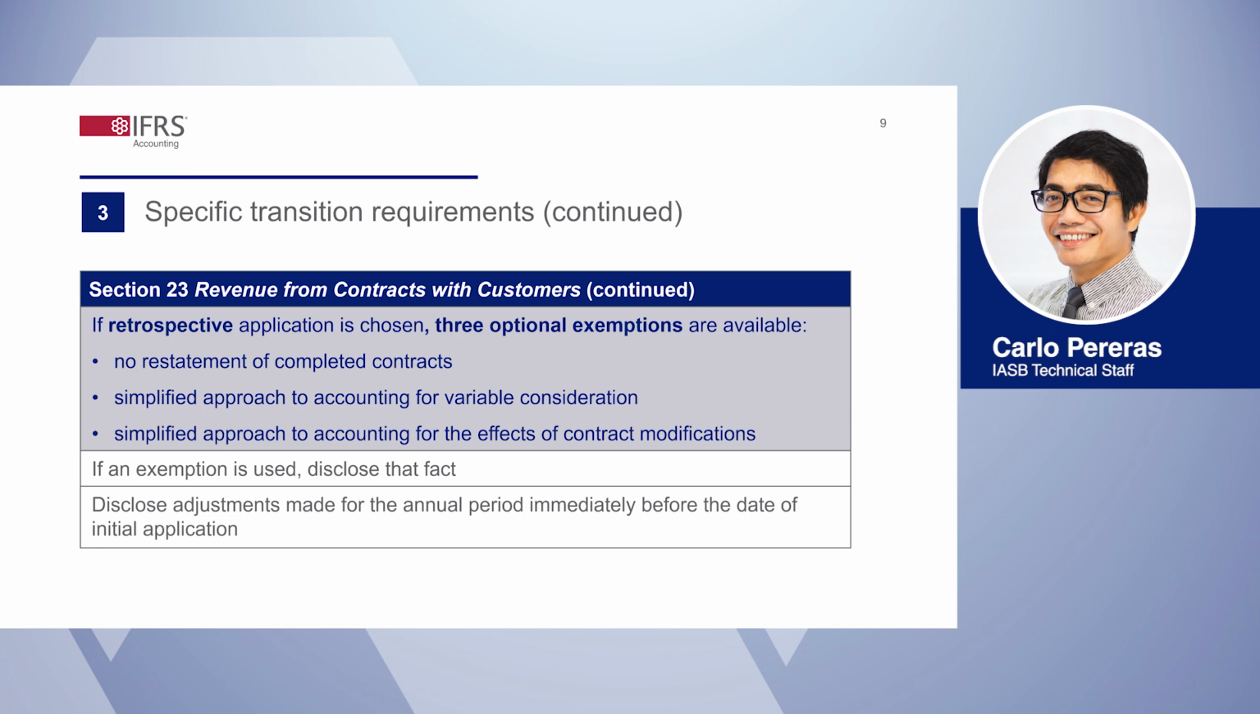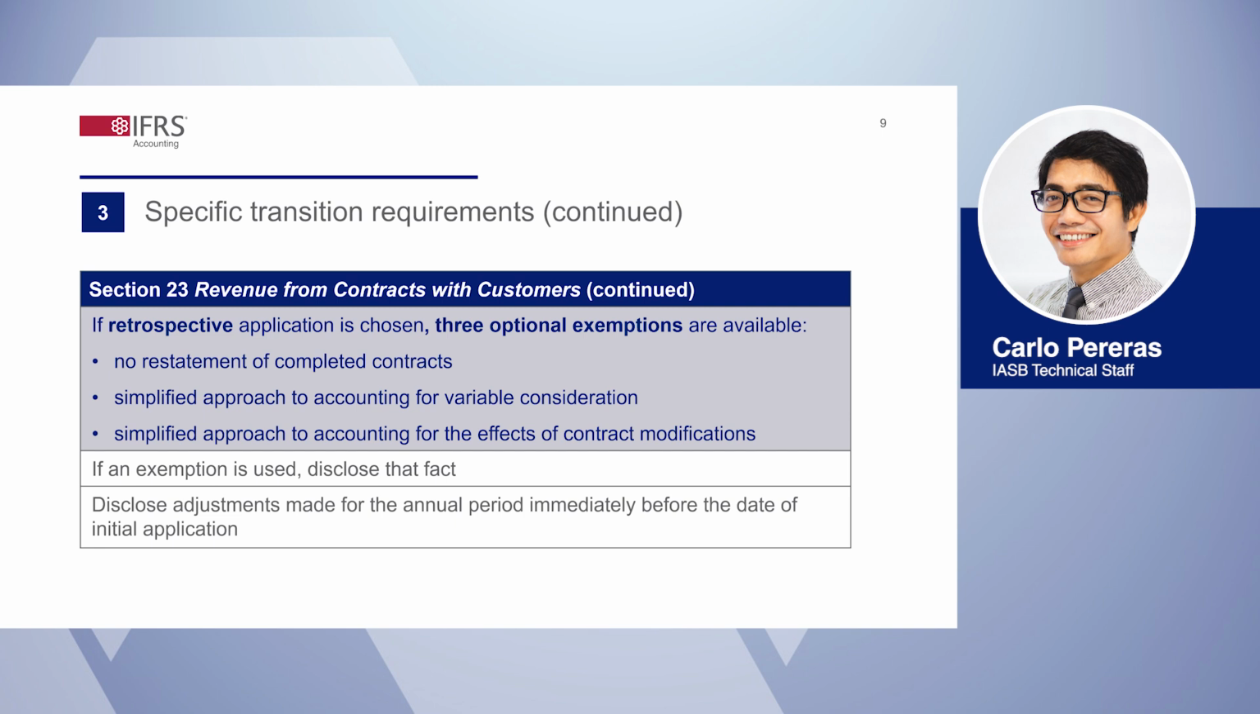The third exemption permits an SME to use a simplified approach to accounting for the effects of contract modifications, in the case of contracts that were modified before the beginning of the earliest period presented. Specifically, the SME is permitted to reflect the aggregate effect of all past contract modifications instead of accounting for the effects of each contract modification separately. If an SME uses any of these exemptions, it must disclose that fact.